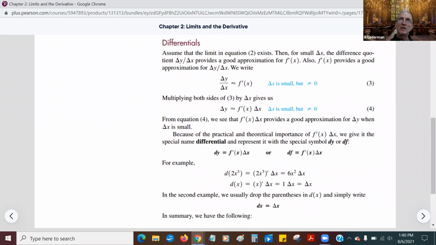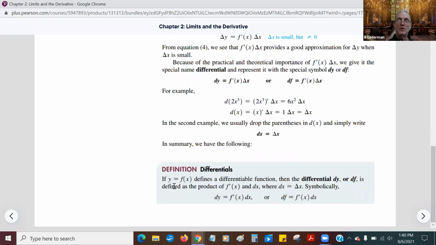Differentials, well, it's basically when you take the y increment divided by the x increment, that's your differential. So let's just move over here. Differential. So if y equals f of x, then the differential, which sometimes we call dy or sometimes df, is defined as the product of f prime of x and dx, with dx equals delta x. So symbolically, dy is equal to f prime of x times dx, but dx, of course, is just going to be delta x. Or sometimes we'll just write df, because f and y are interchangeable.